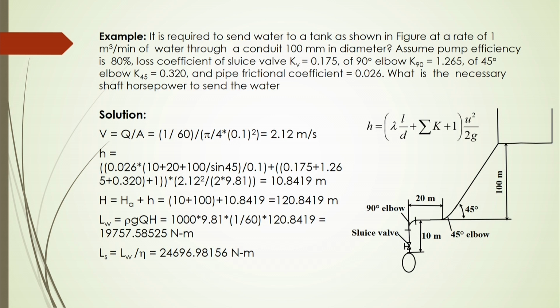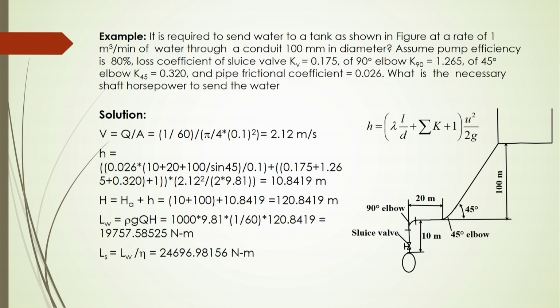The loss coefficient of the sluice valve is Kb = 0.175, of the 90 degree elbow K90 = 1.265, and of the 45 degree elbow K45 = 0.320, and the pipe frictional coefficient is 0.026. Then what is the necessary shaft horsepower to send the water?